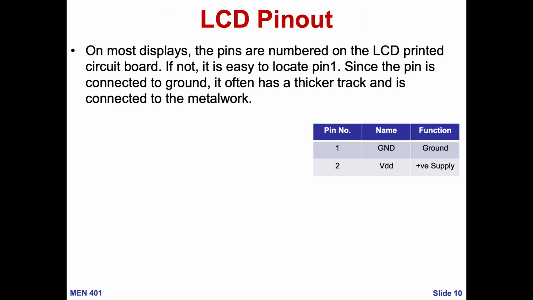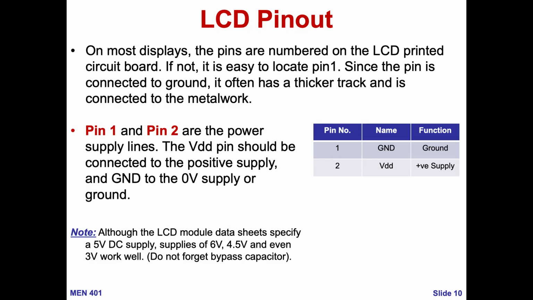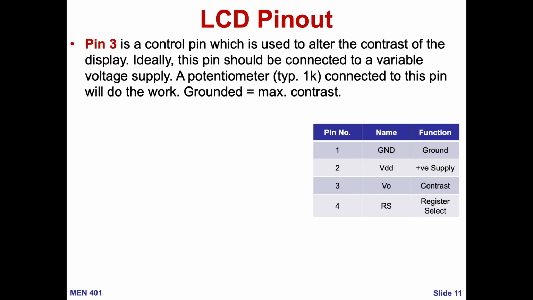So the first one is a ground, and the second, pin 2, is VDD. Generally, it's +5. We can go to 6, 4.4, 3 volt can work a little bit, but basically and typically it's 5. So 1 and 2 are for the power supply of the LCD.